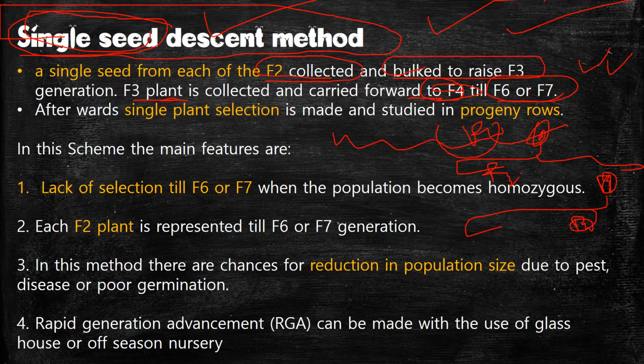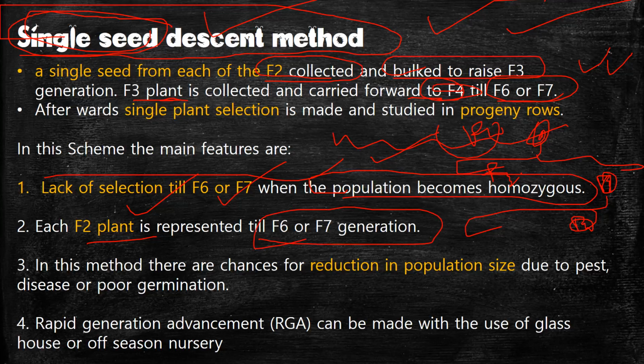The main feature of this method is that there is a lack of selection till F6 or F7. You know that the progenies are being raised till the F7 generation. After the 7th generation, the population becomes almost completely homozygous. So this is a very interesting phenomenon. And each F2 plant is represented till the F6 or F7 generation. Since all the plants till the F7 generation are raised from the F2, that is the first starting seed, the representation is almost similar or identical.